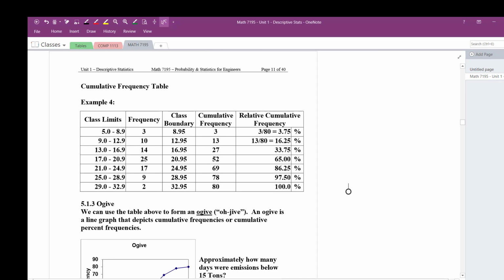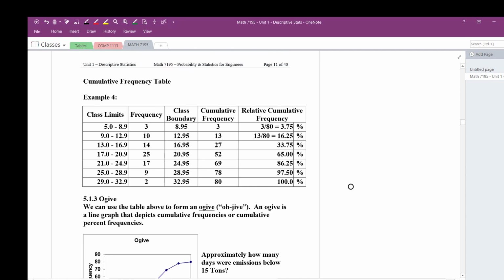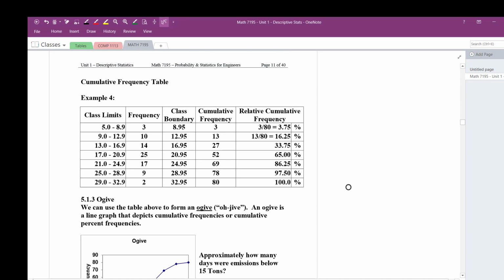Moving on to another way to summarize that same data is a cumulative frequency table or cumulative relative frequency. In this table, we already had frequency and we already had relative frequency. Now I'm going to do cumulative frequency.